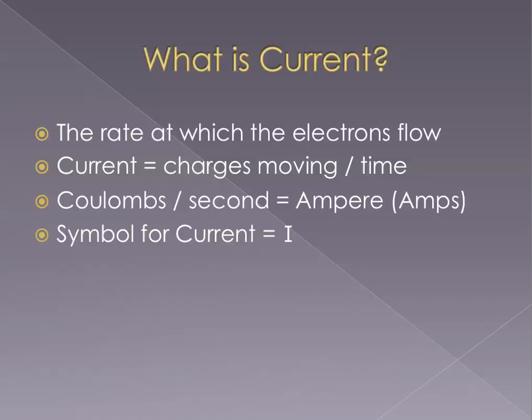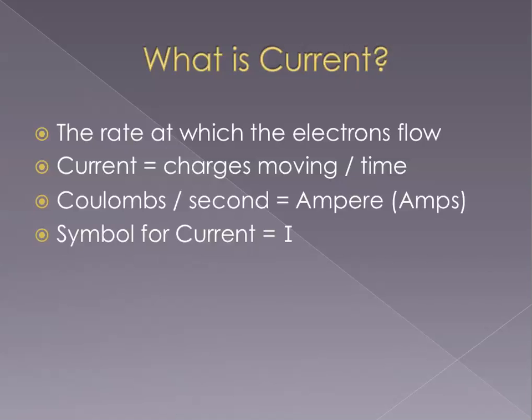Electrical current is the rate at which electrons flow. So current is the charge moving divided by time. Charge is measured in coulombs and time is measured in seconds, so we measure current in coulombs per second, which we call an ampere, or amps. The symbol for current is I.